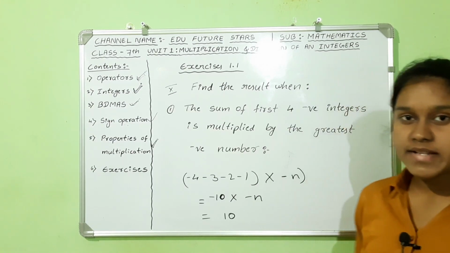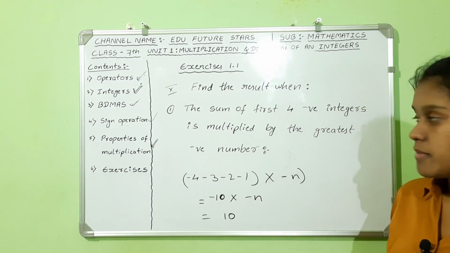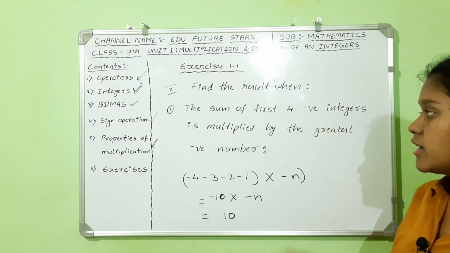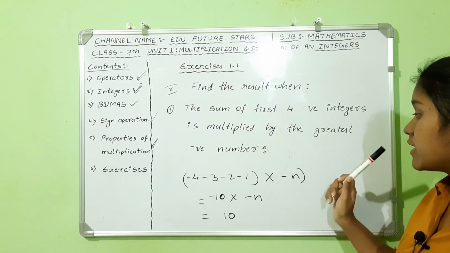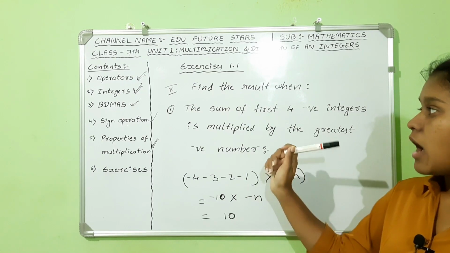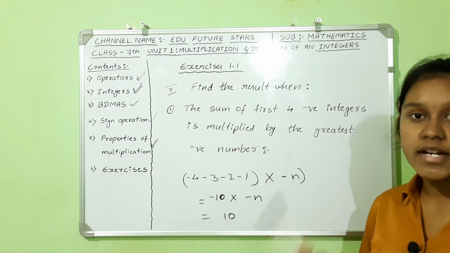Yes, friends. Now, let's see the last mains of this exercise. Okay. See the first question. The sum of first 4 negative integers is multiplied by the greatest negative number. Okay. See, how can we solve this one? One by one, we'll read it. Then we'll get the answer.